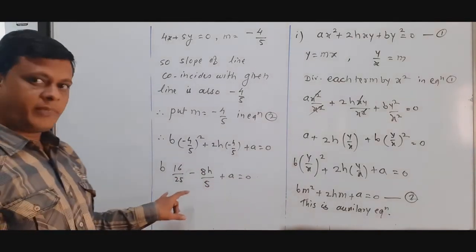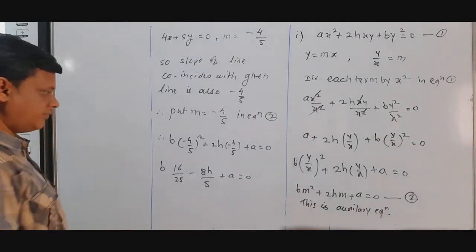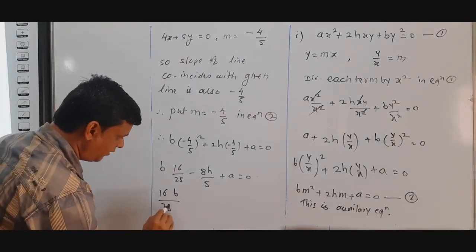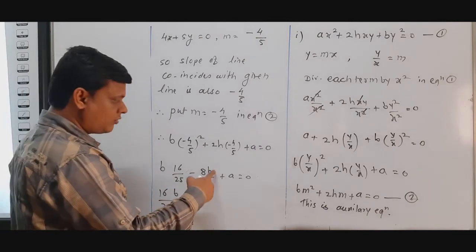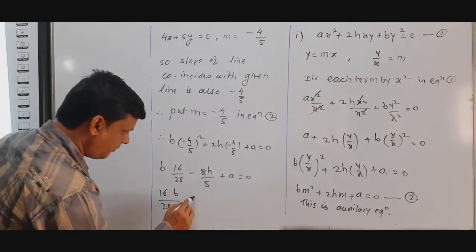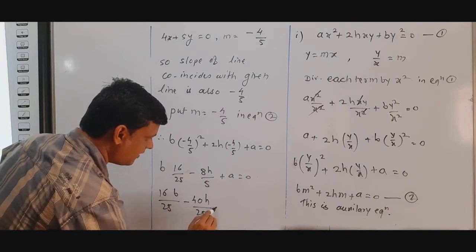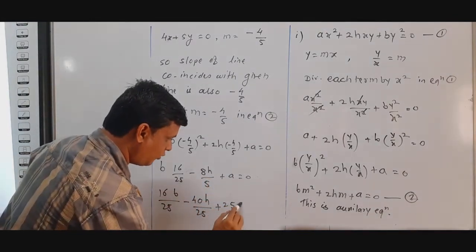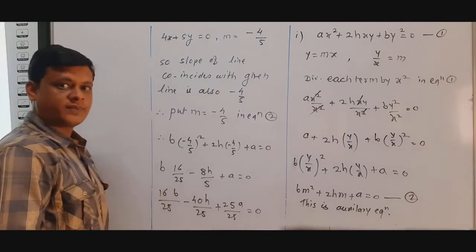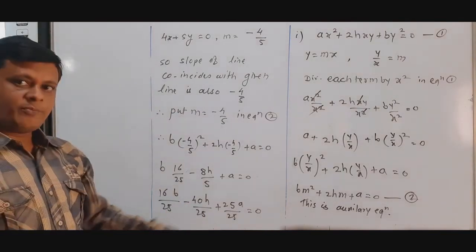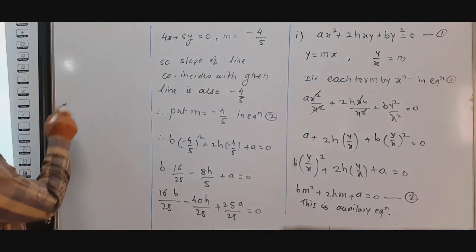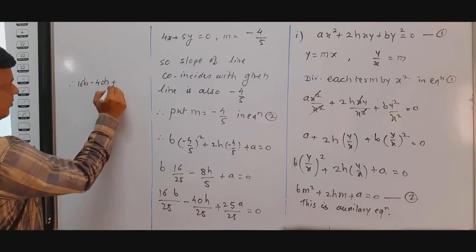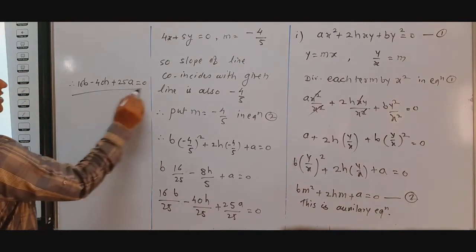Now we have to make the base same for all these terms. So here the base is 25. So we write this as 16b upon 25. To make the base same, we have to multiply by 5 and divide by 5. So 8 fives are 40h upon 25, minus, plus multiply and divide by 25. So we get 25a upon 25 is equal to 0. Now all the terms have the same base, that is 25. So we write here 16b minus 40h plus 25a equals 0. This is the required condition.